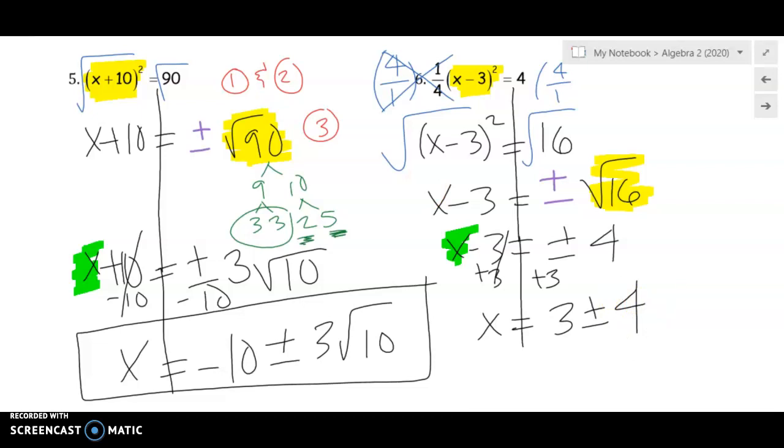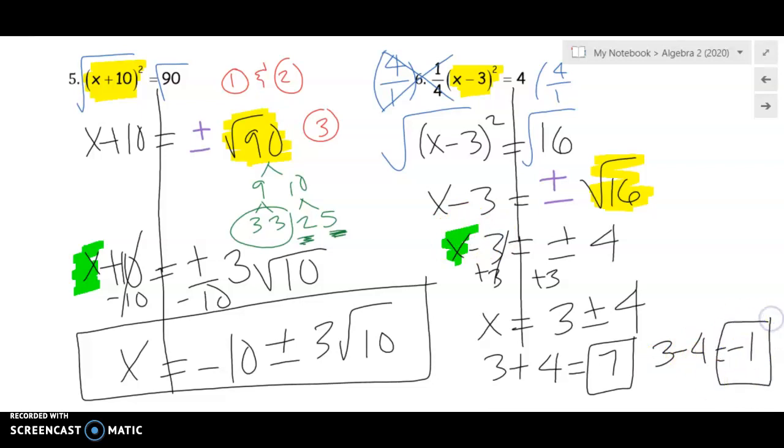This is kind of a special case because they're just numbers. So when I look at this, all I'm going to do is 3 plus 4, which is 7, and then 3 minus 4, which is negative 1. And those are my two answers. It's not so crazy as the other ones because they were just numbers, so I actually could break them apart and get my two numbers.